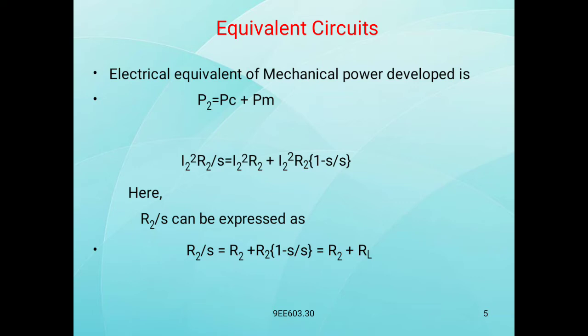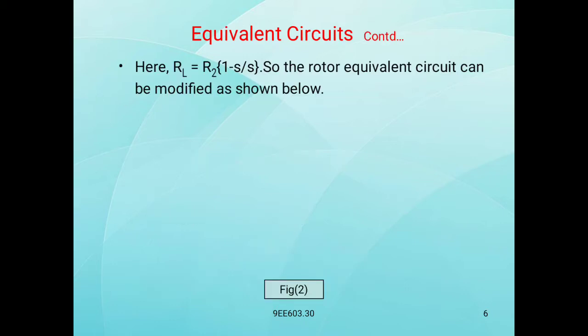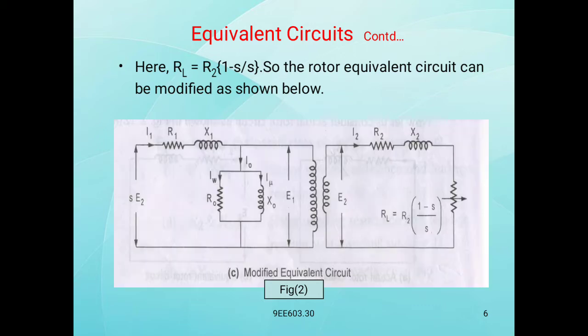R2 is written same as it is, but here R2 into (1-S)/S is nothing but a load, that is RL. RL represents the equivalent mechanical load. Here RL = R2 (1-S)/S. So the rotor equivalent circuit can be modified as shown below.